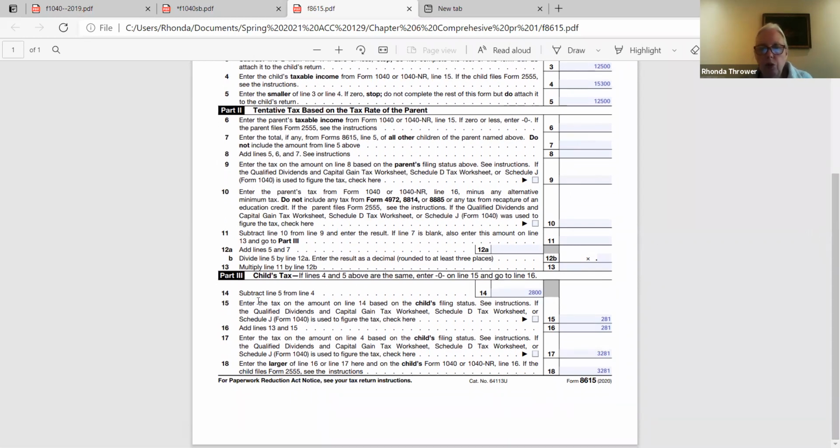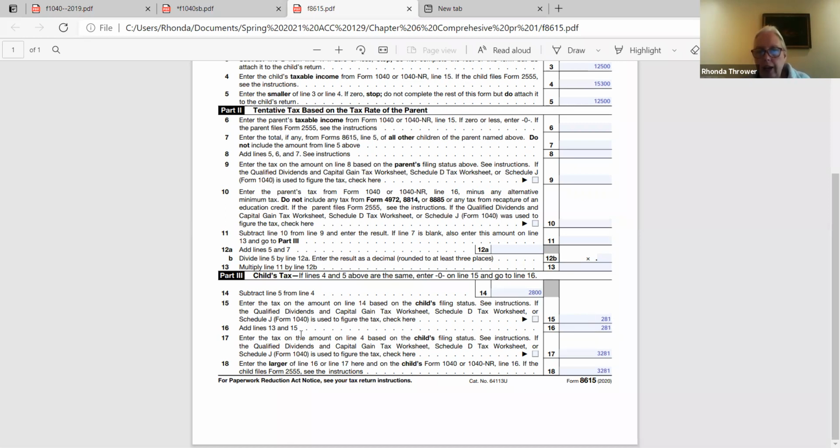So I'm going to move to part 3, where they're subtracting line 5 from line 4. So go up here to line 5, subtract it from line 4, and that'll give you 2,800. And so I had to look up 2,800 on the tax tables, and the amount of tax for a single person is $281. That comes from the tax table.